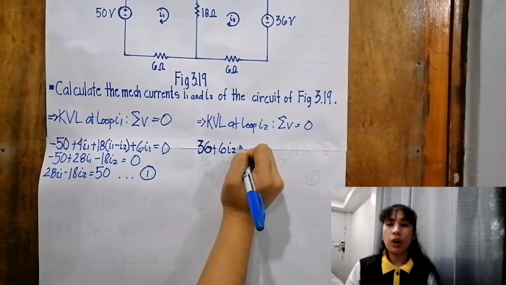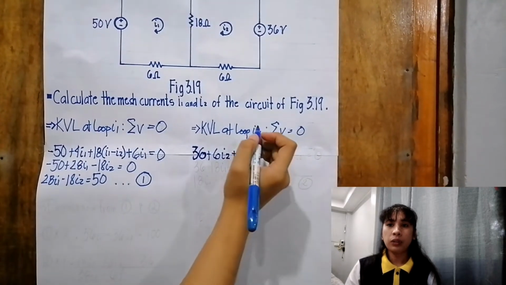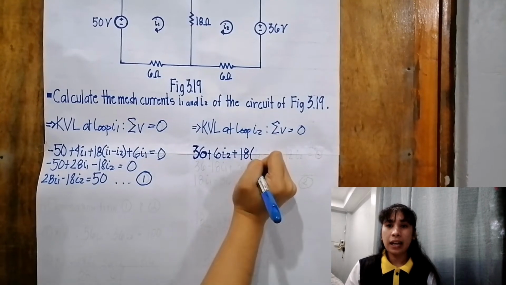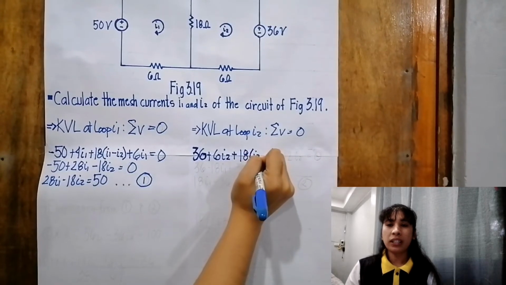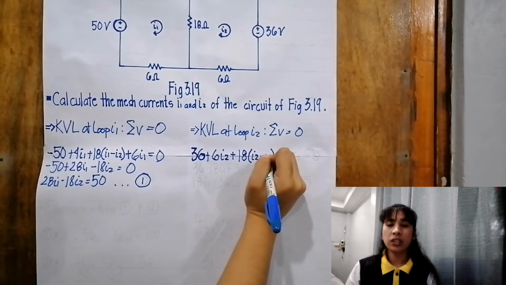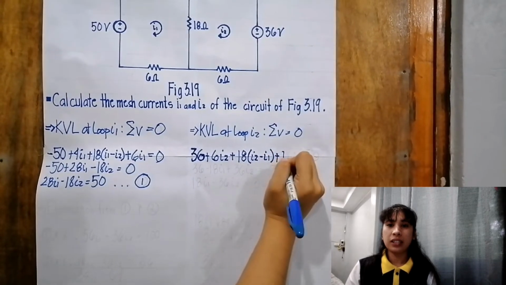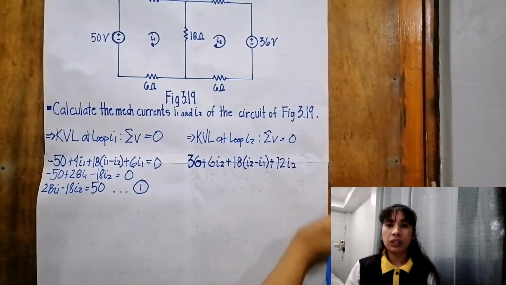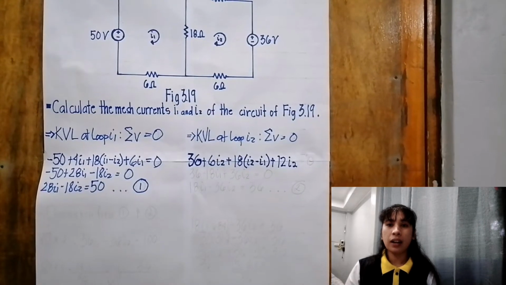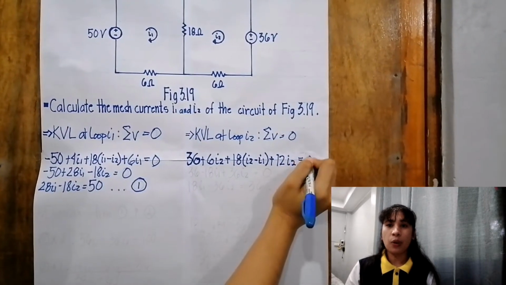And then we move on to this 18 ohm resistor, because we know that we are now working at loop 2, so I2 comes first, but here I1 is flowing to the opposite direction, so minus I1. And then the last component is this 12 ohm resistor, so 12, but we need to multiply it by the current that passes through it, which is only I2, and that will equal to 0.